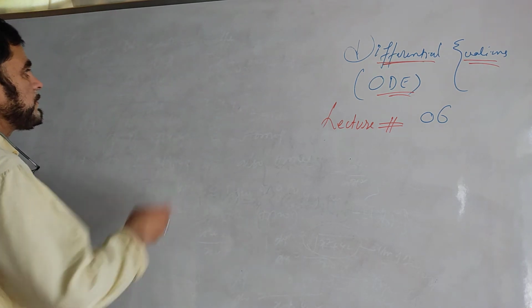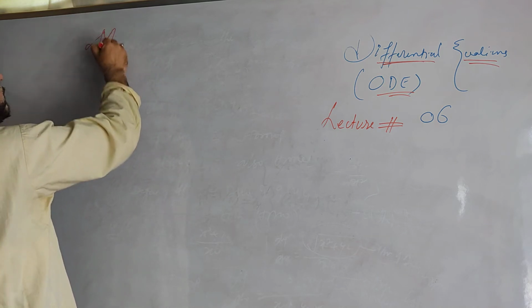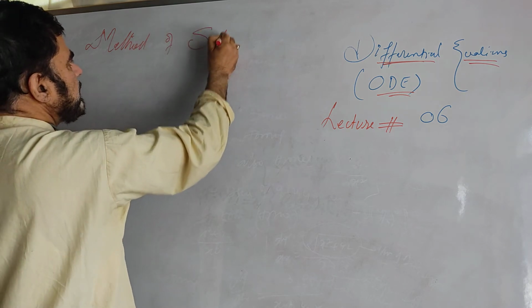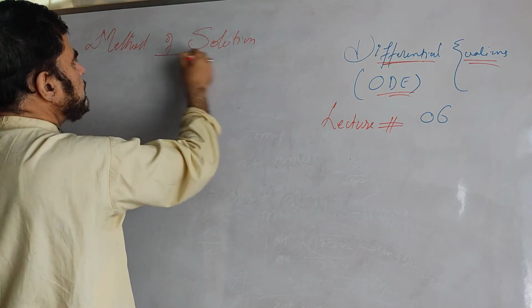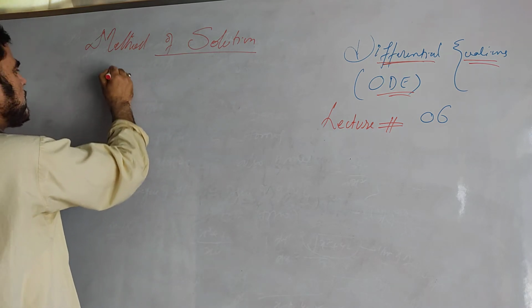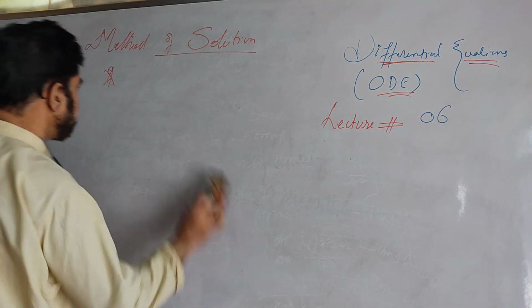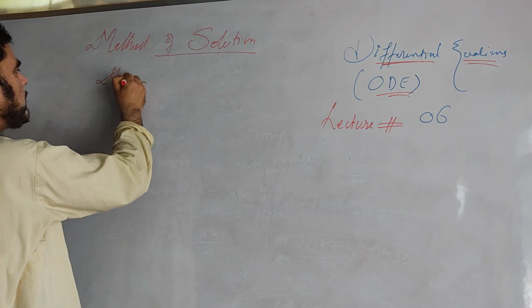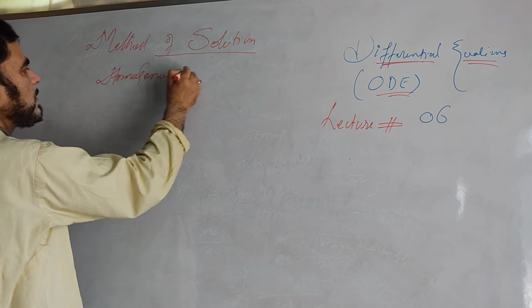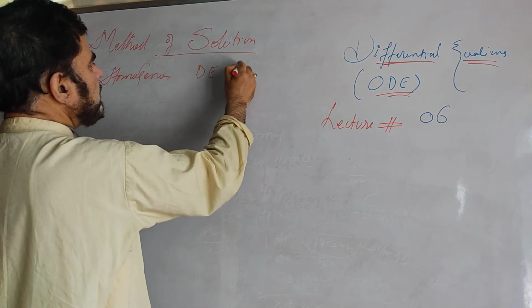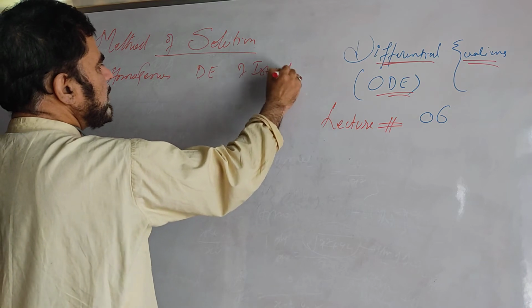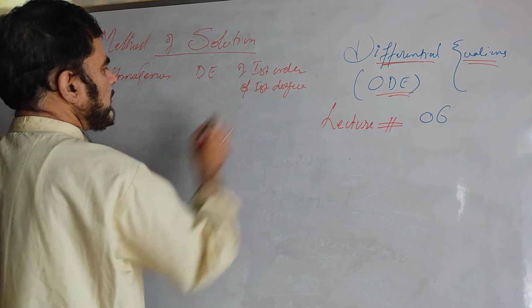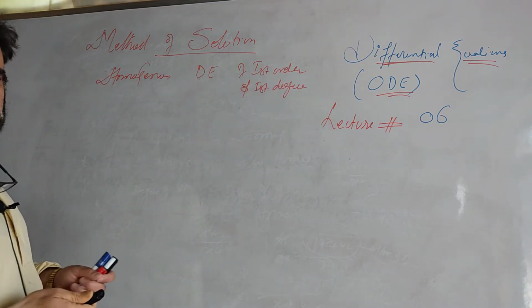This is now the method of solution. You can write: method of solution for homogeneous differential equation of first order and first degree. This is the method of solution.